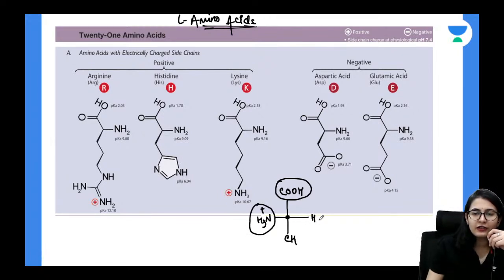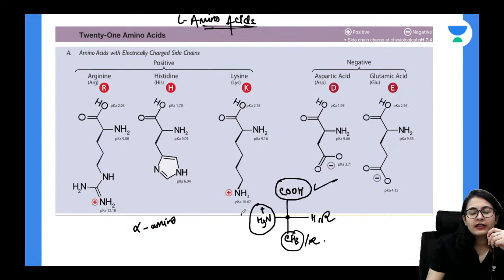Now there could be a hydrogen or some alkyl group over here. There could be a CH3 or some alkyl group. So usually this is what you have. These are all alpha amino acids, which means on the same carbon you have the carboxylic acid group as well as the amine.